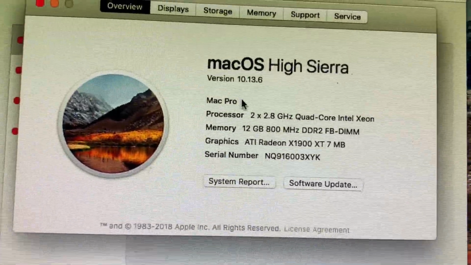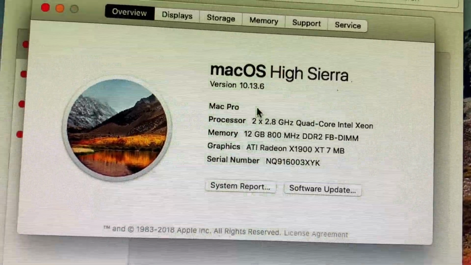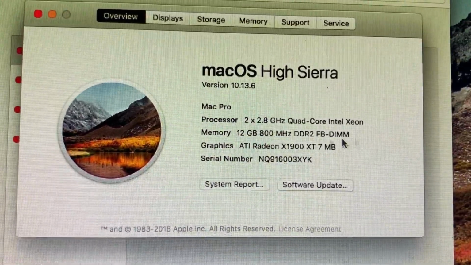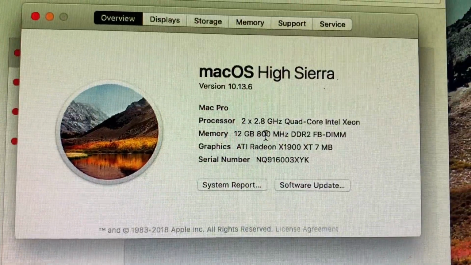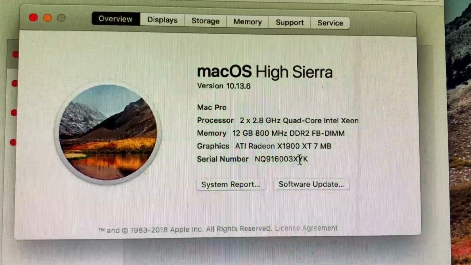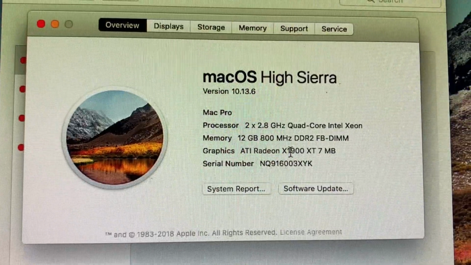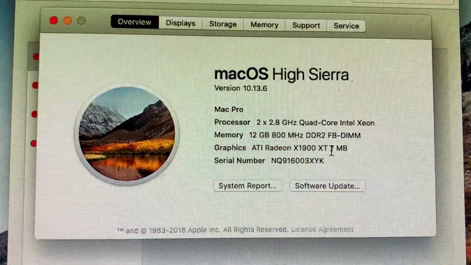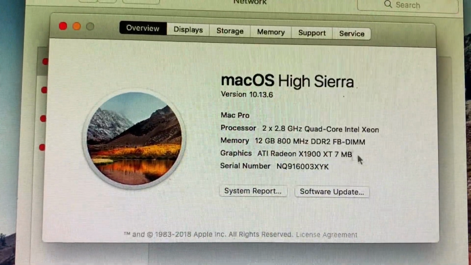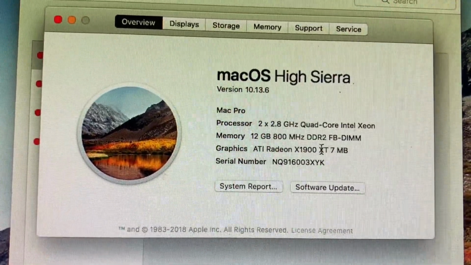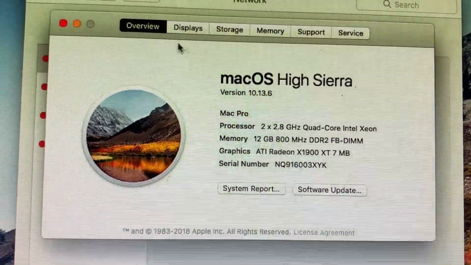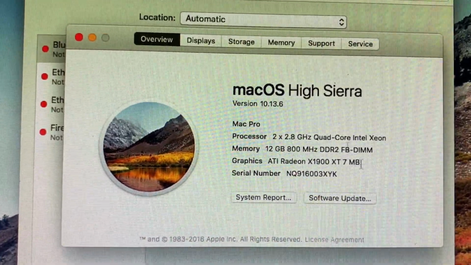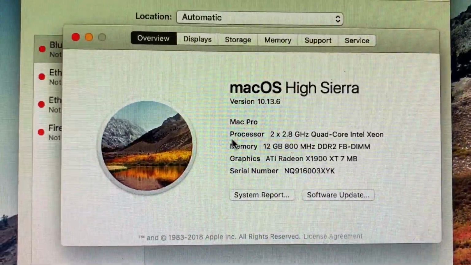Mac Pro, doesn't say which one here. Two 2.8 quad core Intel Xeon, 12 gigabytes, 800 megahertz DDR2, and the ATI Radeon X1900 XT. This seems to be a common problem. I have to look up how to fix that. This should be 256 or 512. And also the video is very slow right now. So I don't know if that has something to do with the patching or not.